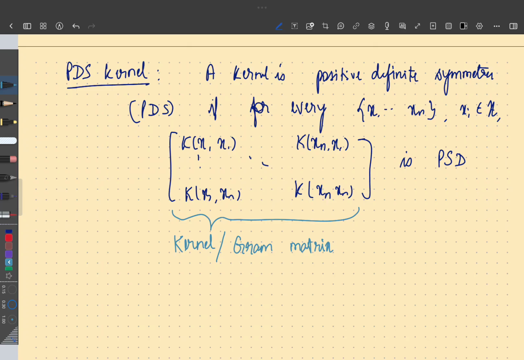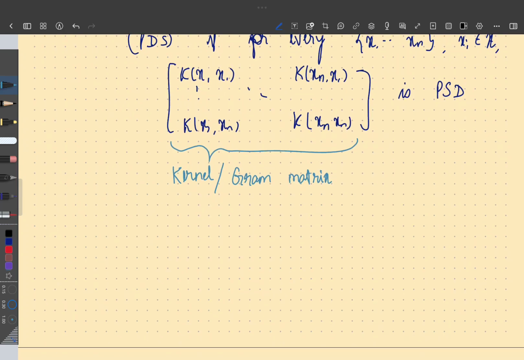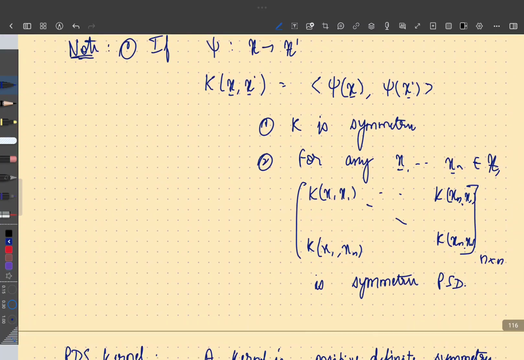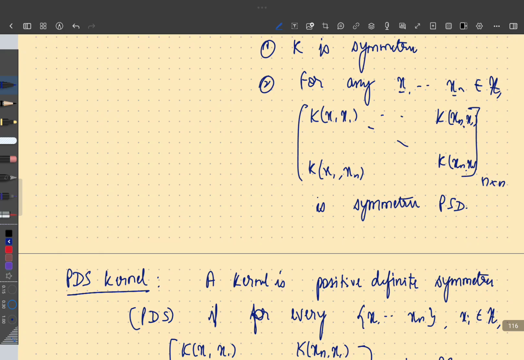But by definition, a kernel does not need to correspond to a valid inner product between embedded points in the feature space. Right? So some kernel k could be an arbitrary mapping. But we want to choose those kernels for which there exists a mapping psi such that this corresponds to an inner product between points in the feature space. When it's an inner product.